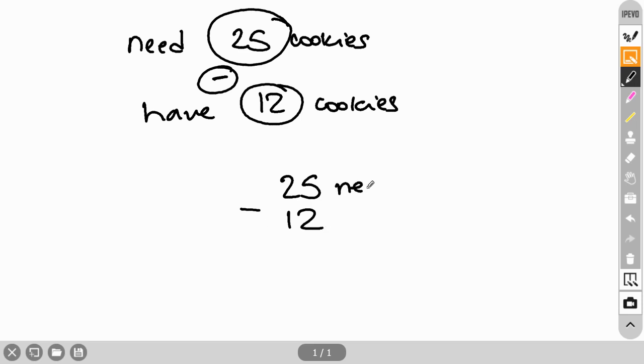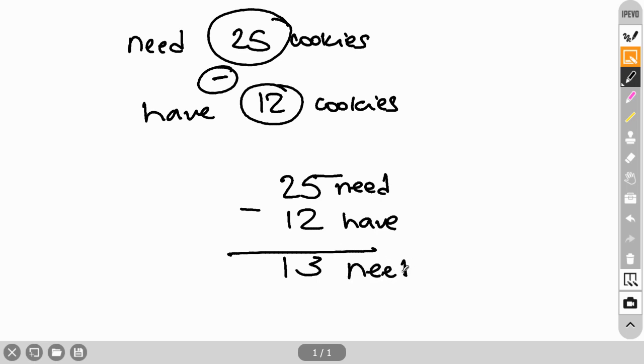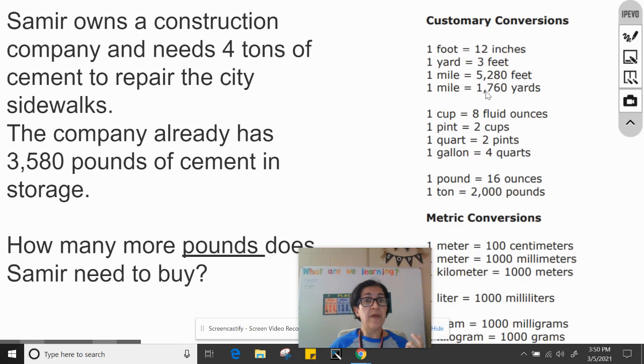25 is what you need. Take away what you have, which is going to be 13. 13 is what you need to buy. This is what you need for the party. This is what you already have. This is what you need to buy at the store. So you do subtraction. So here is the same thing.